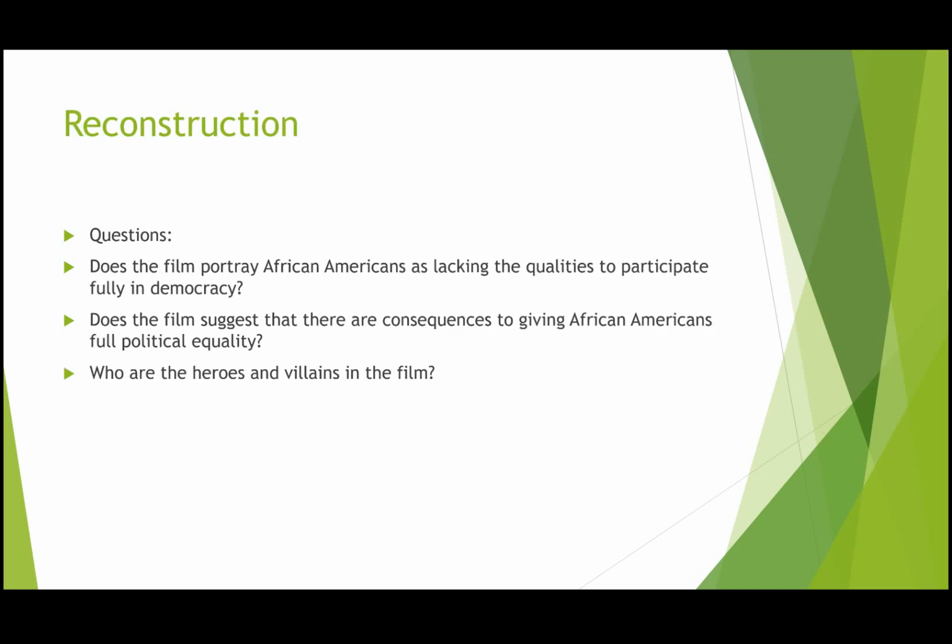The second half of the film deals with the traditional Reconstruction period. One of the popular arguments of the time was that African Americans weren't ready to participate in democracy. Another popular argument against black equality focused on the consequences of giving African Americans political equality. So in this section, I want you to ask if the film portrays African Americans as lacking the qualities to participate fully in democracy. I also want you to ask whether the film suggests that there are consequences to giving African Americans full political equality. In particular, pay attention to the portrayals of black politicians and also the portrayal of Gus, a black soldier who becomes a key figure in the film.